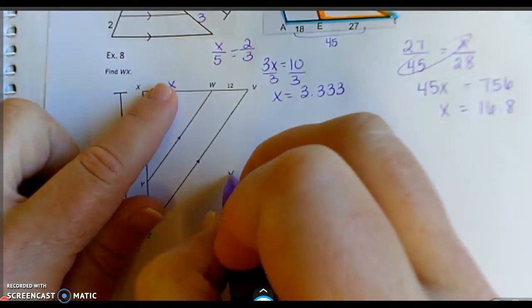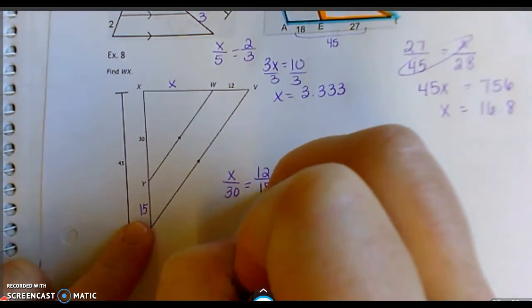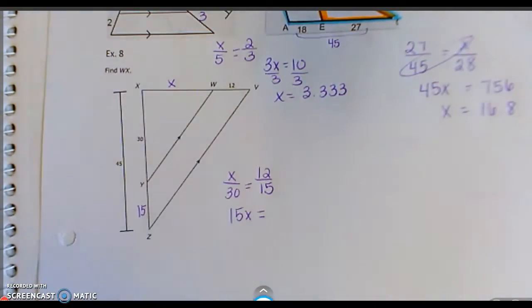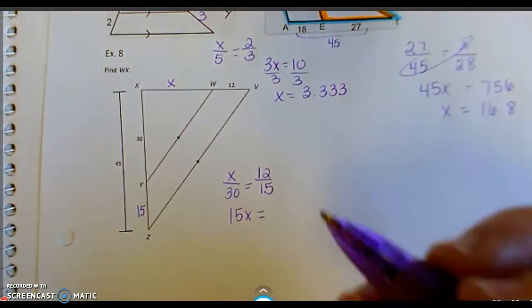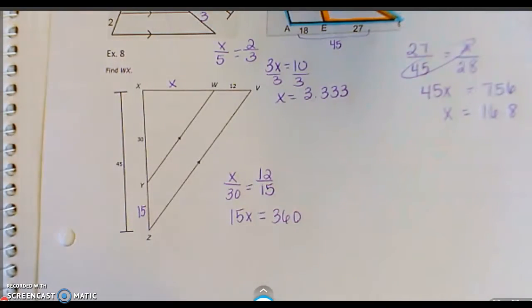So let's do x over 30 equals 12 over 15. Cross multiply, so 15x equals 360. And then divide it.